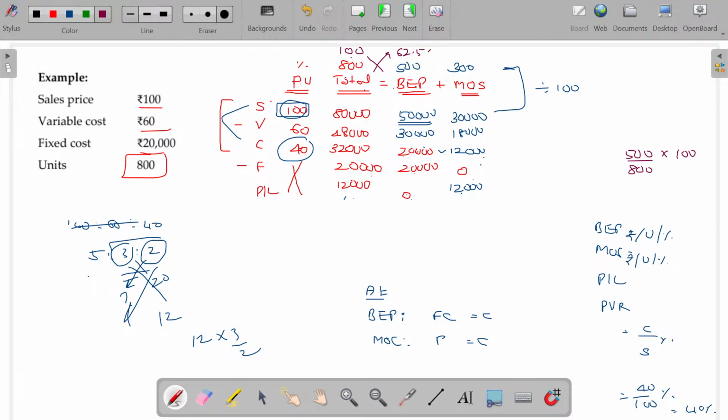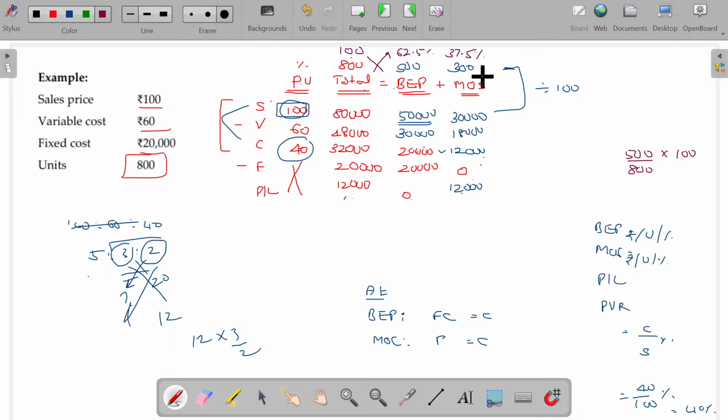So, if you ask what about the BEP in your company, the financial advisor may give the answer like 62.5% of the sales may be the BEP. Means 62.5% of the total revenue is the BEP. So, the balance 37.5% will be your MOS. Is that clear? Hope now you will be able to understand the entire logic.